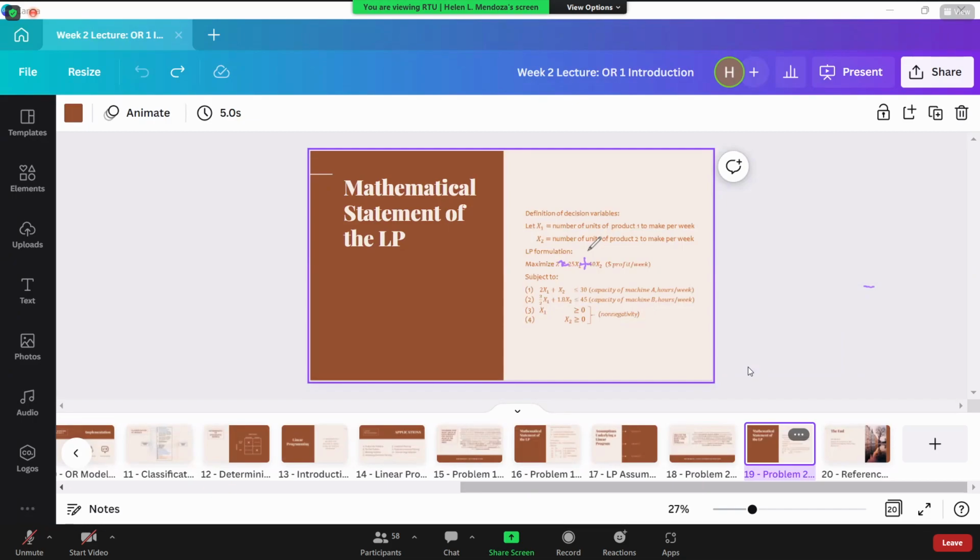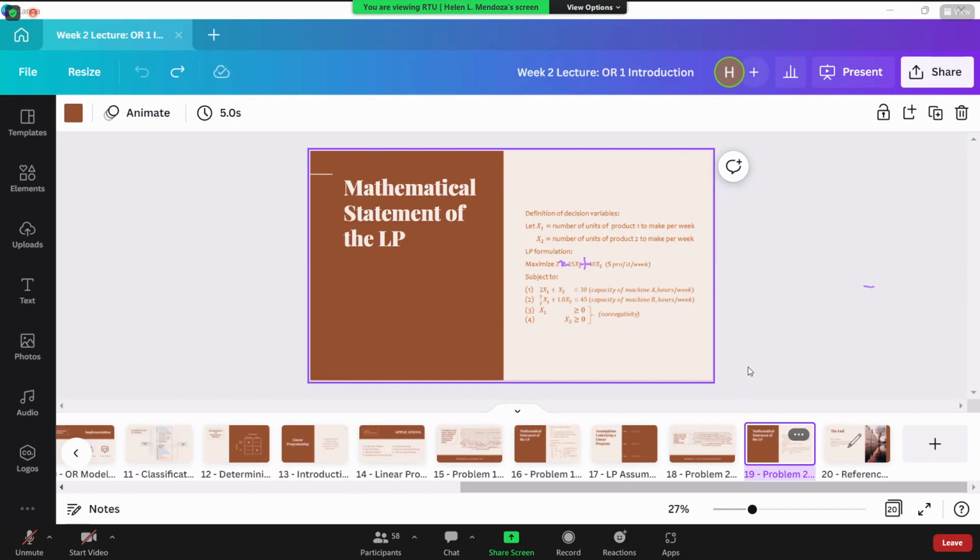Then we have 2x1 plus x2 is less than or equivalent to 30. That would define the capacity of machine A that is expressed in hours per week. Then we have 3 halves x1 plus 1.8 x2 is less than or equivalent to 45. That is the capacity of machine B that is expressed in hours per week. And we have the non-negativity restriction, x1 is greater than or equivalent to 0, and x2 greater than or equivalent to 0. So, susundan mo lang naman siya.